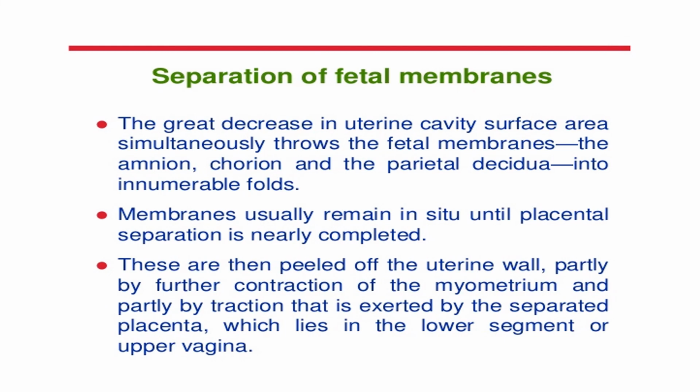partly by the further contraction of the myometrium and partly by the traction which is exerted by the separated placenta, the fetal membranes will come out of the uterus through the vagina. So the two factors which help in the separation of the fetal membranes are, one is uterine contraction, and another one is traction by the placenta also.